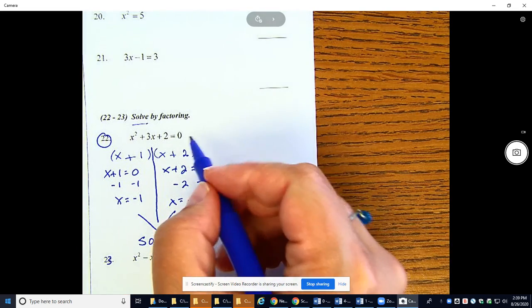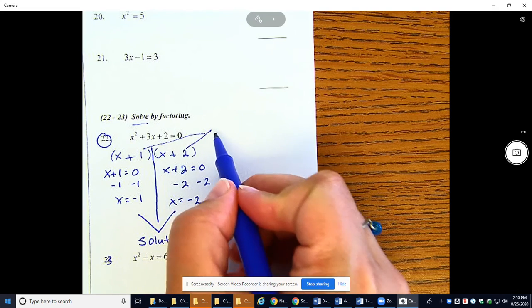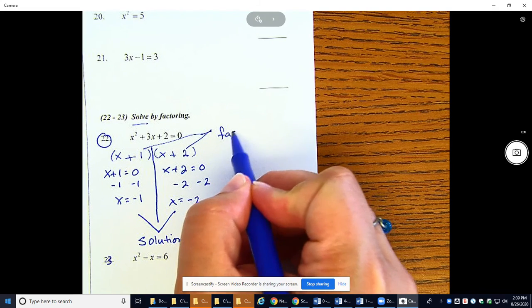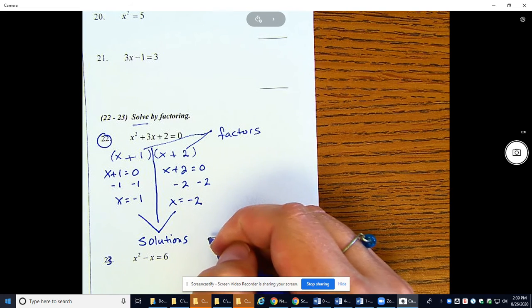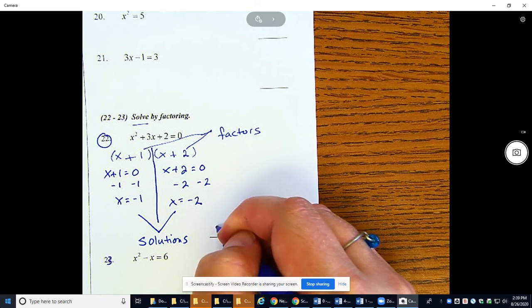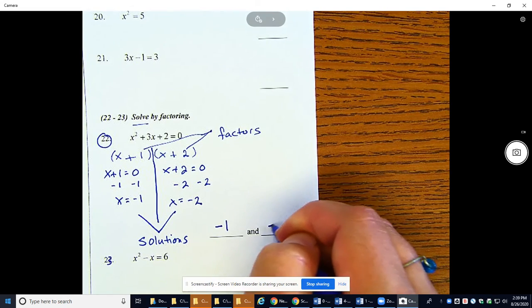All right. Up here, these were factors. So you factored first and then you solved. So the solutions are -1 and -2.